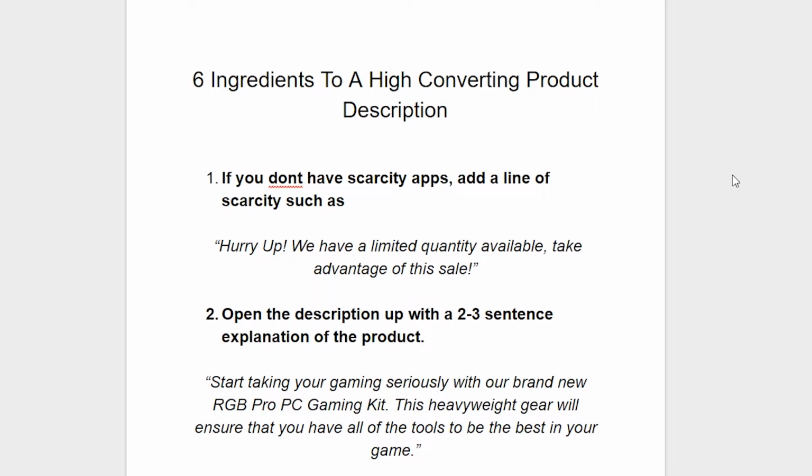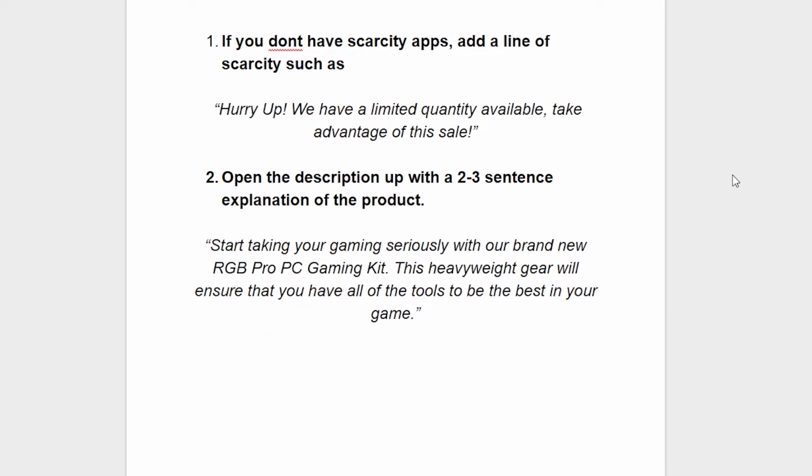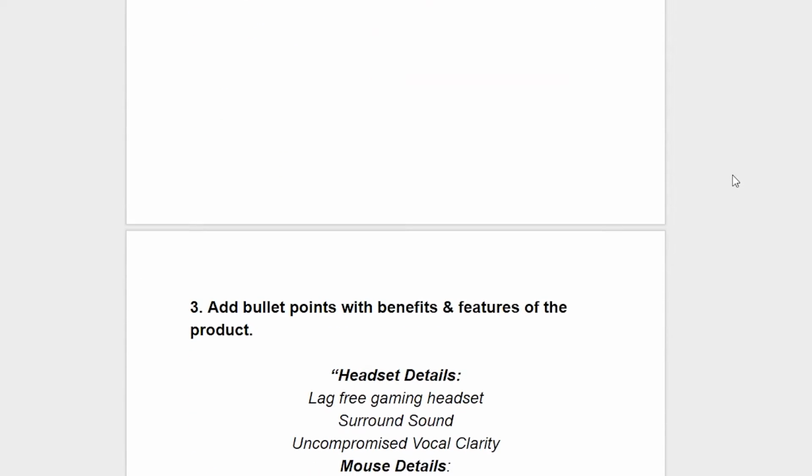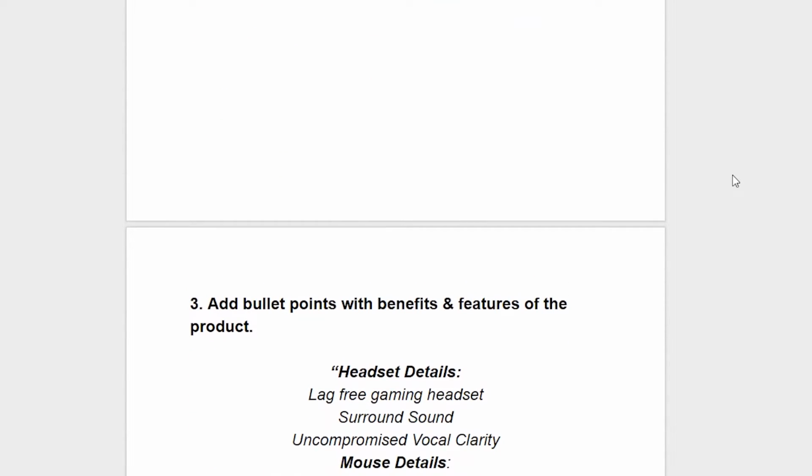It's only 2 sentences, but basically, the first line you have, hurry up, we have a limited quantity available. Second line, take your gaming seriously and make sure you have all the tools to be the best in your game. Once you have those 2 things, you basically want to work on bullet points. There are different types of products, and I understand that some products don't have that many features or benefits, but you really need to try to come up with something here because you want people to feel like they're getting real value.